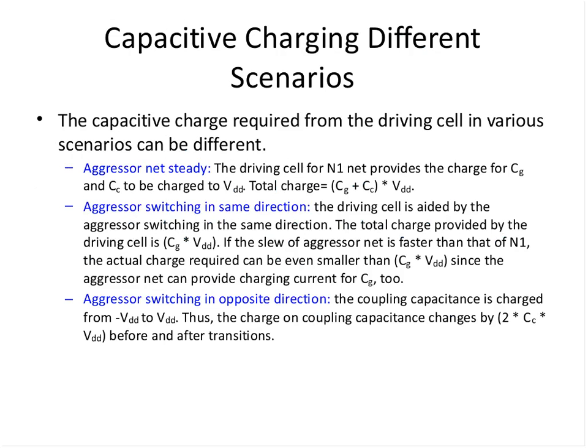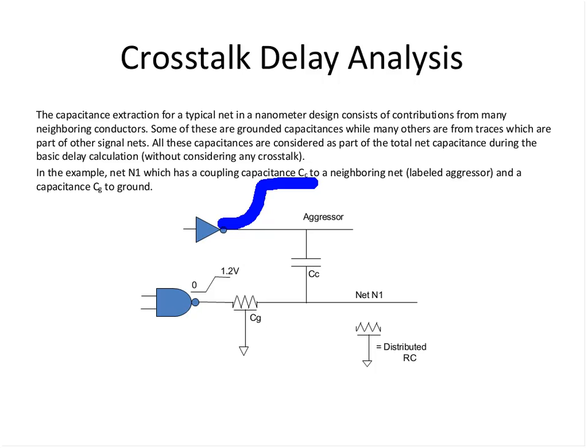The driving cell is aided by the aggressor switching, and the total charge provided by the driver is CG VDD. If the slew of the aggressor net is faster than that of N1, the actual charge required can even be smaller than CG VDD, and the delay will be less than X. If the aggressor is switching in the opposite direction, the coupling cap is charged from minus VDD to VDD, and the charge of the coupling capacitance changes by 2 times CC VDD before and after the transition. This will not help; it will make the delay more, since the driver has to work more to charge CG because the aggressor is switching in the opposite direction. So the delay will be more than X.